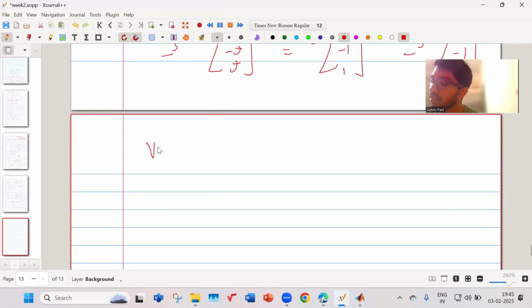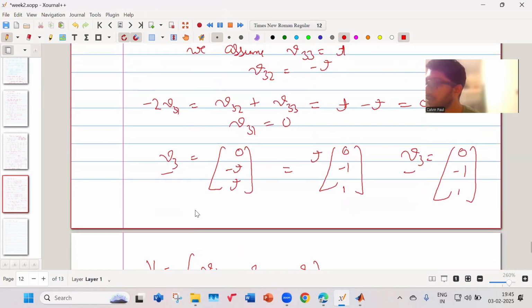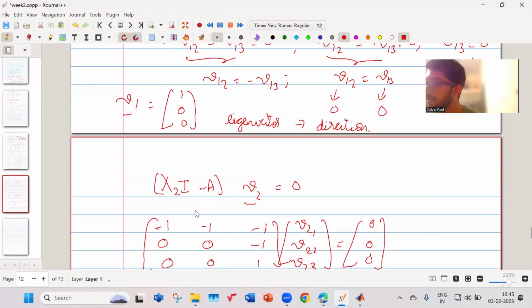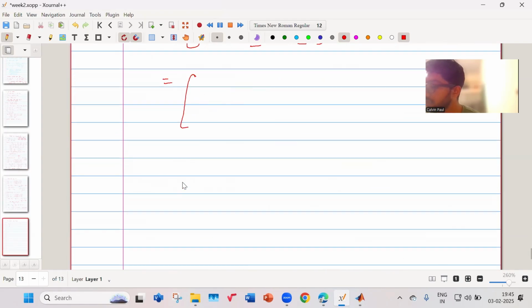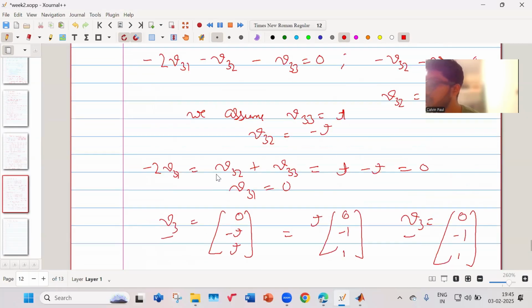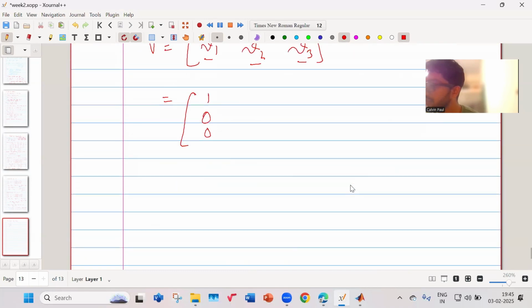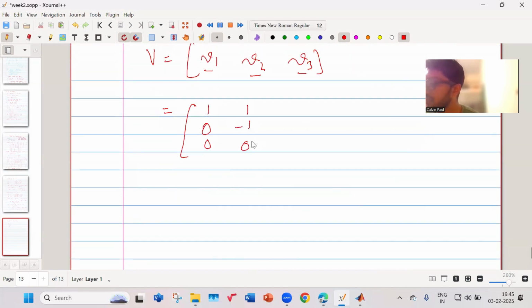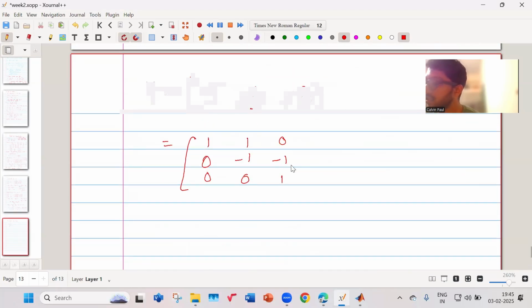Now we form the transformation matrix, which is given by V1 bar, V2 bar, V3 bar. So what is our V1 bar? If I'm not wrong, it is 1 0 0. V2 bar is 1 minus 1 0. And V3 bar is 0 minus 1 1. So this is our transformation matrix.